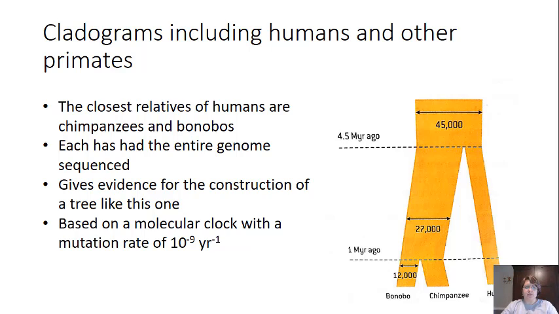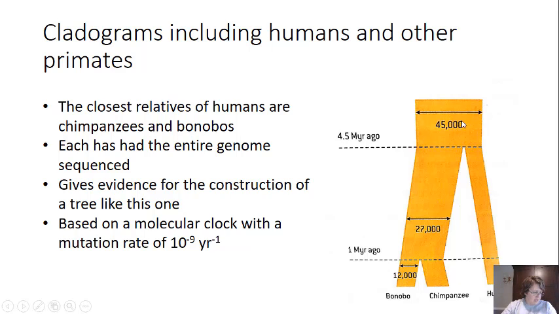There's evidence that the closest relatives of humans are chimpanzees and bonobos, and each species has had their entire genome sequenced, and that sequencing has given evidence for the construction of a tree, such as the one shown here and the one shown in your book. And this tree was based on a molecular clock with a mutation rate of 10 to the negative 9th per year. And so these numbers here, we're showing the timeline of the split. So 4.5 million years ago, humans split from these primates, and 1 million years ago, the bonobos and the chimpanzees split from a common ancestor.